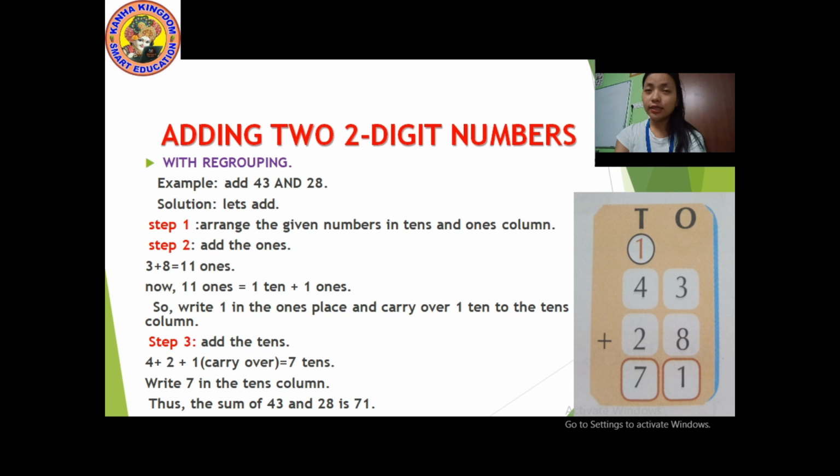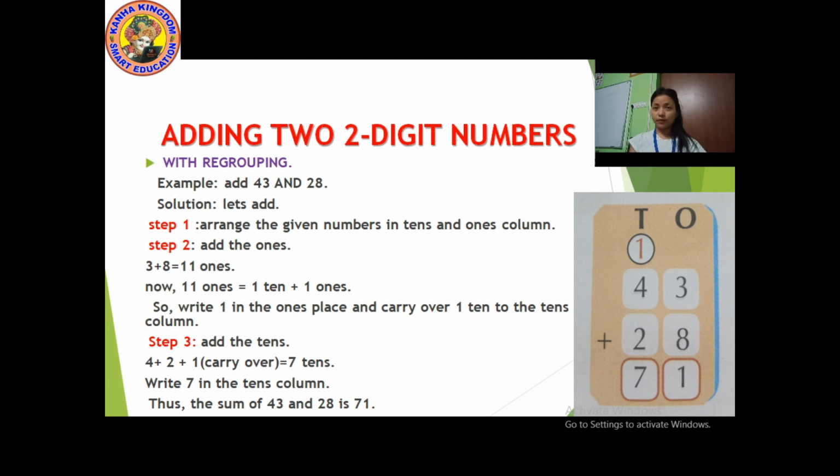Step 3 is add the tens. In the number 43, 4 is the digit present in the tens column, and in the second number, 28, 2 is the digit present in the tens column. So we should add this 4 and 2.